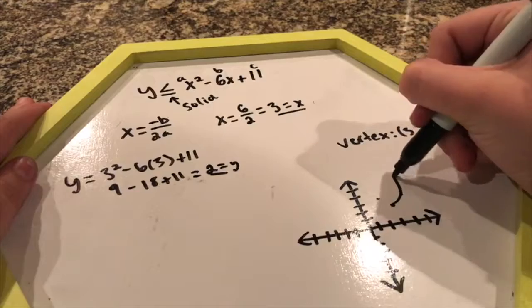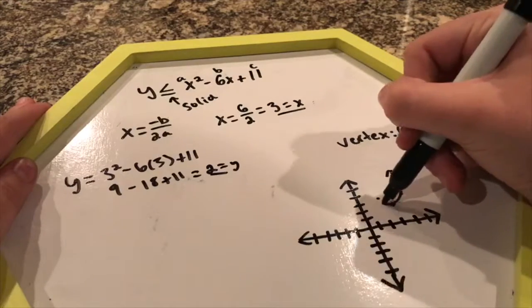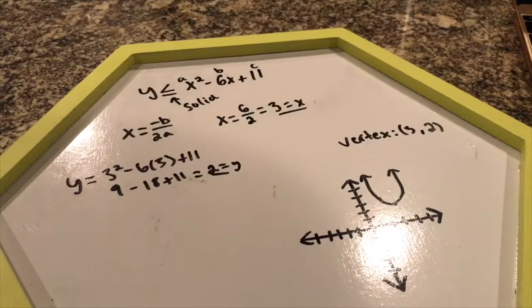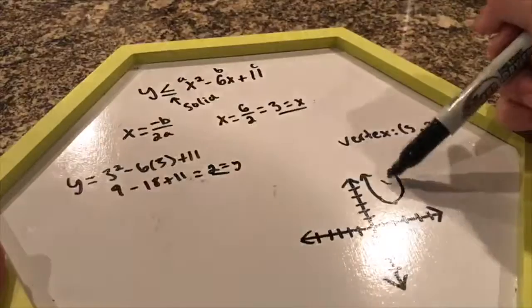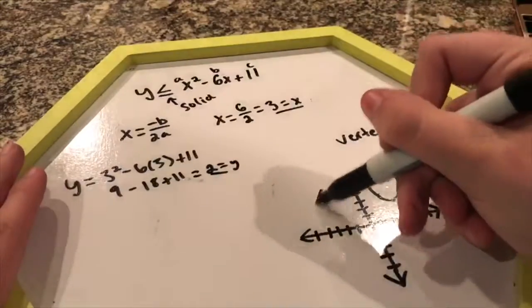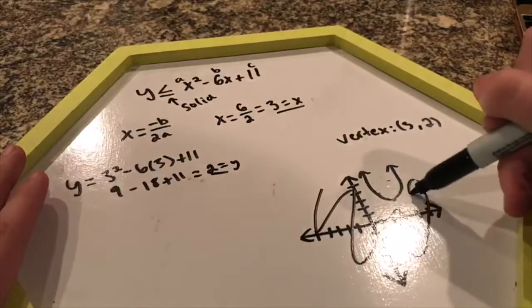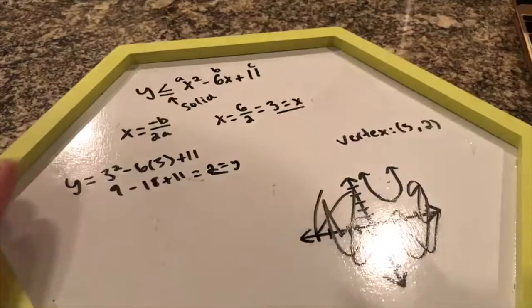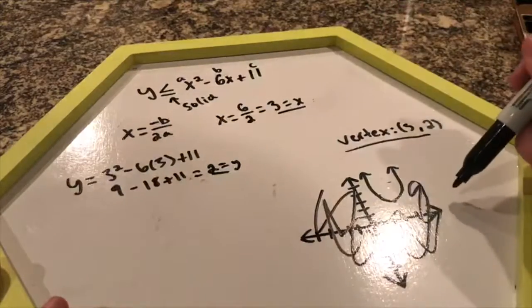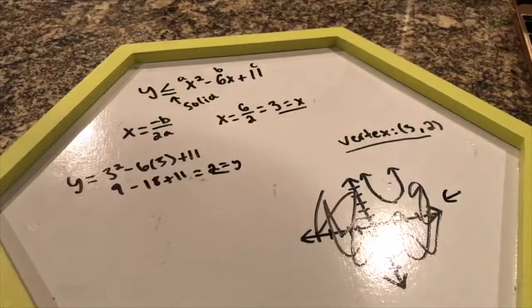But if you go and draw your little parabola, and then you're going to want to shade below because the y is less than our parabola. So we're just going to shade below the line. And that's it. And then this is your vertex, and this is your graph.